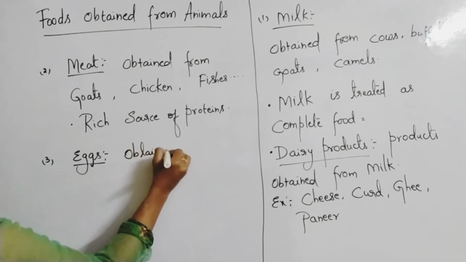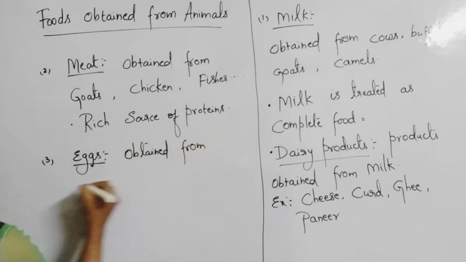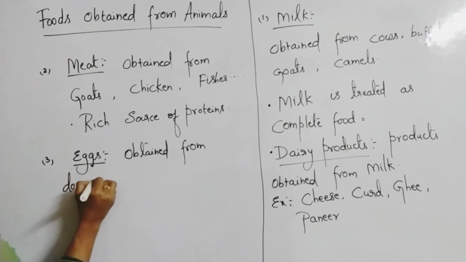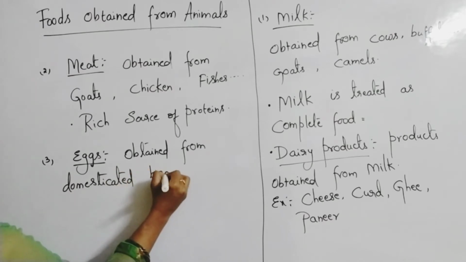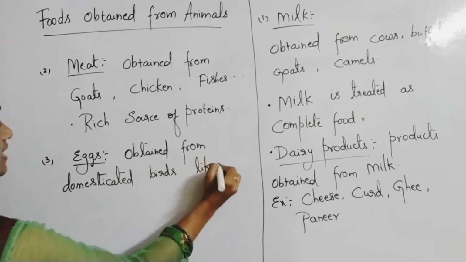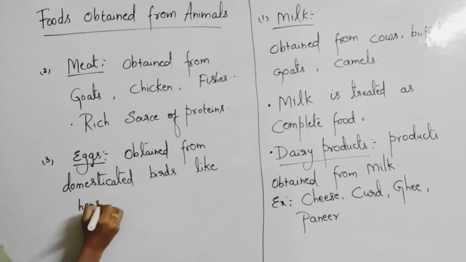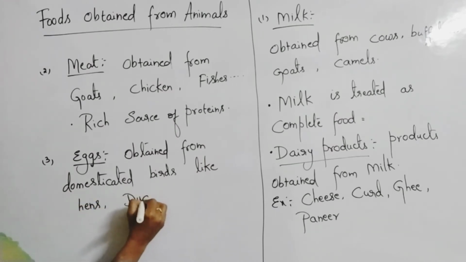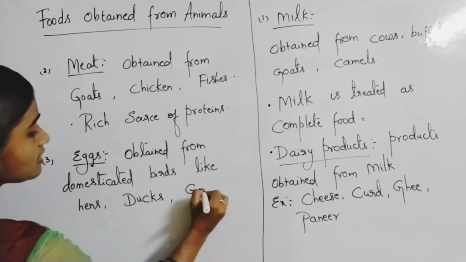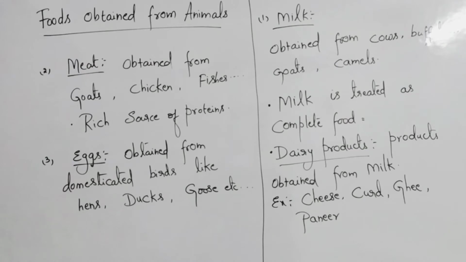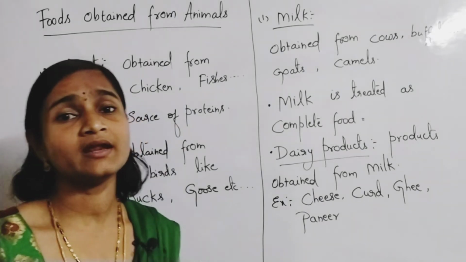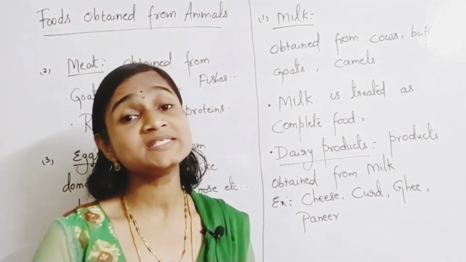Domesticated means what? We are domesticating birds. Domesticated birds like hens, ducks, and goose. So these are giving eggs for us.